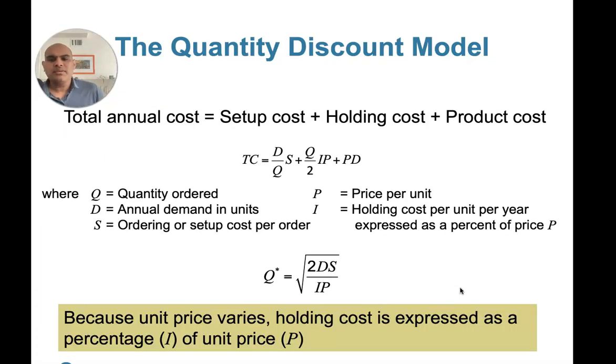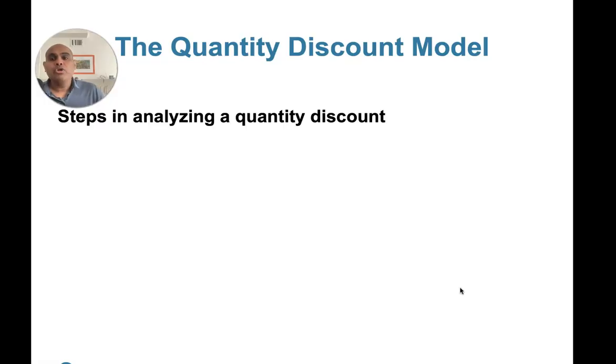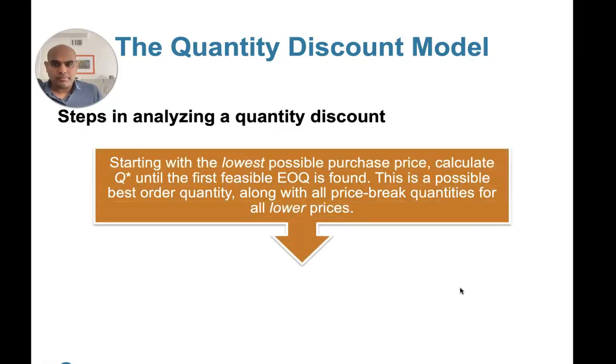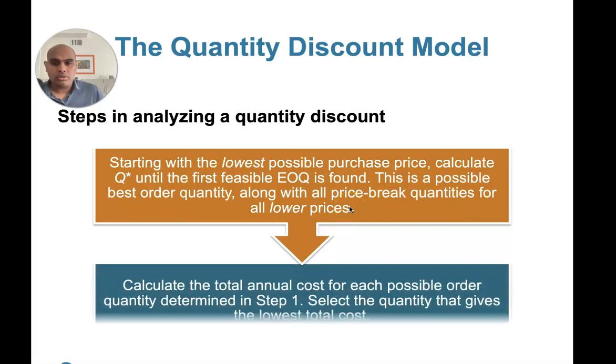So what are the steps involved? The first step is we look at each potential option: the regular price, quantity discount 1 and quantity discount 2. We look at each of these options separately and calculate the EOQ formula, right? Now, check the EOQ formula and see if it is feasible or not. So this is possible for the best order quantity along with the price break quantities and all lower prices.